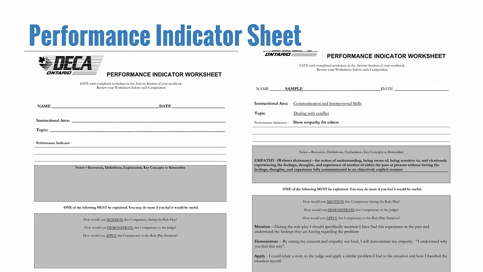Underneath those notes, you follow DECA Ontario's 3-step role-play process, which is MDA, or Mention, Demonstrate, and Apply. And this process wants you to consider how you would mention or bring up the performance indicator, how you would demonstrate it, and lastly, how you would apply it to your actual situation. The apply portion corresponds greatly to connect or C from DECA, so put the most emphasis on this one.